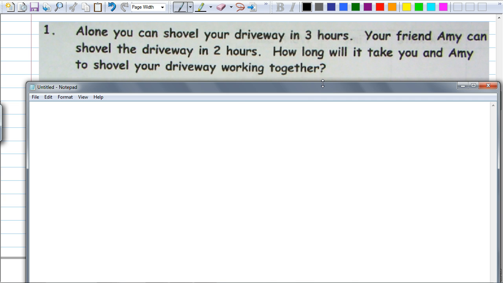Here we go. Who would like to read this for us? How about, let me pick somebody at random. Hold on, it's loading. Okay, how about Ire? You can shovel your driveway in 3 hours. Your friend Amy can shovel the driveway in 2 hours. How long will it take you and Amy to shovel your driveway working together?